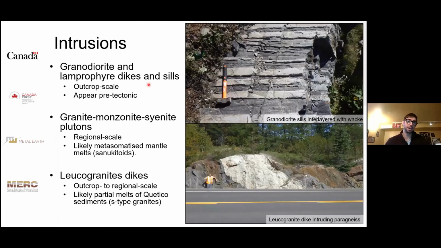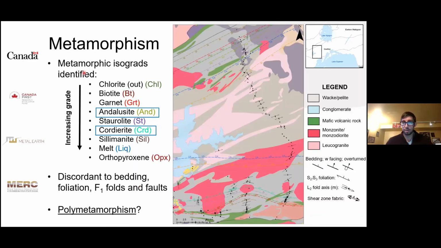Quickly on the intrusions, we have outcrop scale granite, diorite and lamprophyre dikes, which appear to be pre-tectonic and pre-metamorphic in nature. We have large scale monzonite and syenite plutons, similar to what Antoine described for the Pontiac. And then we have the leucogranitic dikes, which occur at regional and outcrop scale, and are partial melts of the Quetico sediments, typically found within the migmatite zone.